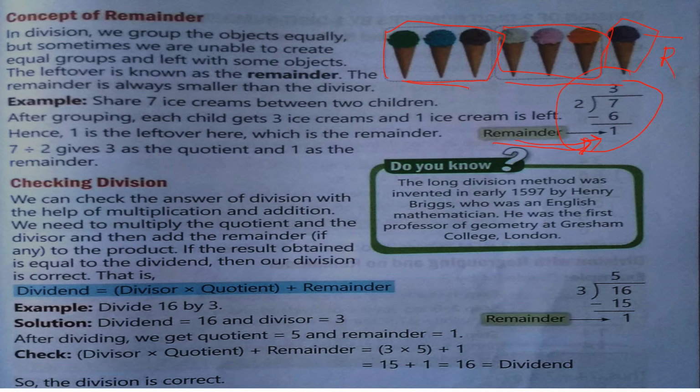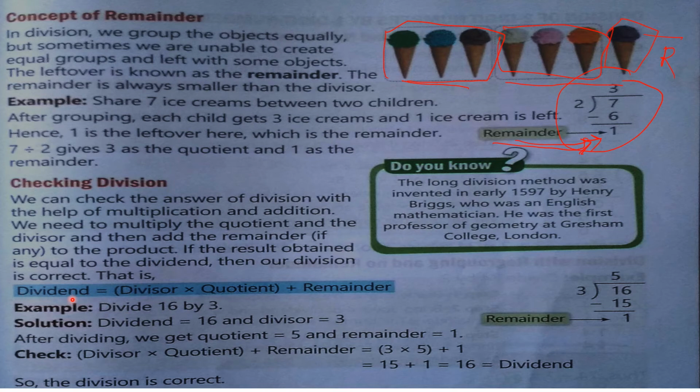Now, how do we check whether the division we have done is correct or not? We can check the answer of the division with the help of multiplication and addition. We need to multiply the quotient and divisor, then add the remainder, if any. If the result obtained is equal to the dividend, then our division is correct.